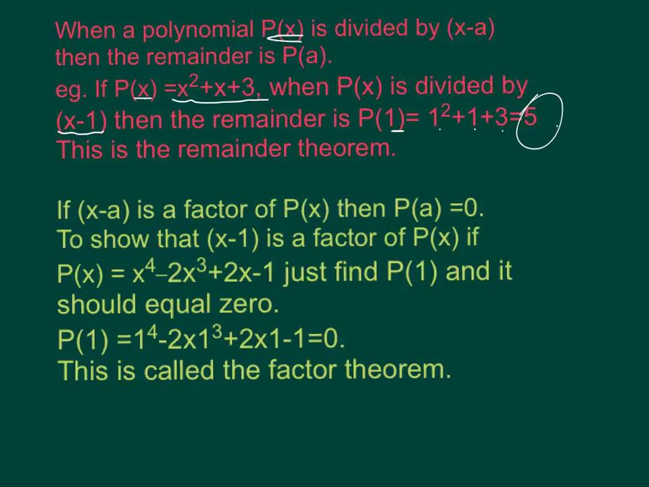Now, if x minus a is a factor of the polynomial, then the value of the polynomial when x equals a should equal 0, because it's a factor. To show if it is a factor, what makes that 0? It's 1. So we plug 1 into the polynomial and hopefully it will equal 0. Replacing all the x's with 1's, we get 1 to the 4th minus 2 lots of 1 cubed plus 2 lots of 1 minus 1, and we do in fact get 0. This is called the factor theorem. Once again, we'll have another look at that when we do division of polynomials in just a moment.